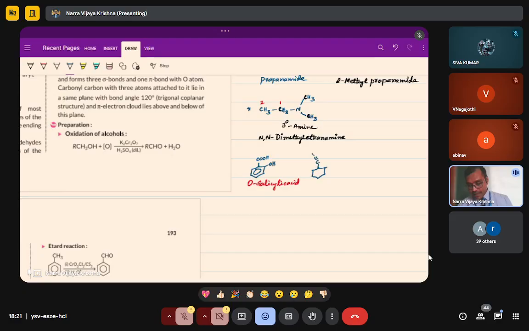Instead of acid, if I take an aldehyde group here and OH here, then we call it salicylaldehyde. This is salicylic acid; then I call it salicylaldehyde. So this is also ortho only. So we call it ortho salicylaldehyde. That's what they are mentioning here.